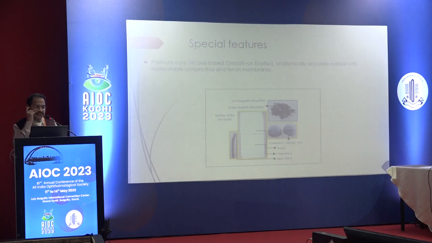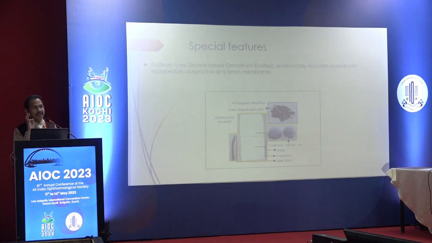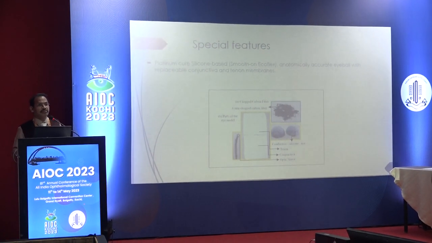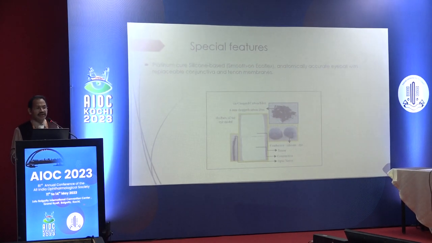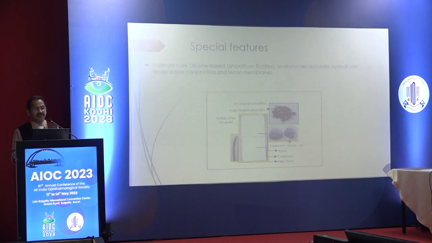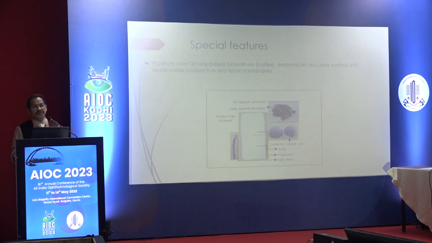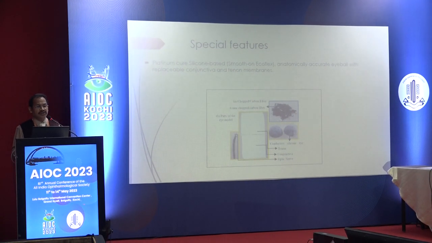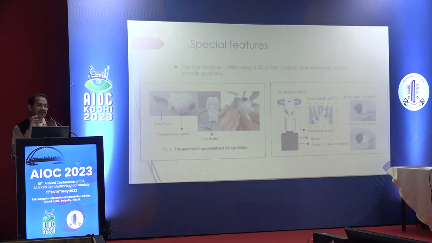Some of the special features are, totally we made four parts. One is mimicking the eyeball, the other mimicking the tenons and the conjunctival membrane, and the third one was the optic nerve. These are all prepared using platinum cure silicone based rubber. It's a special kind of rubber with which an anatomically accurate eyeball with replaceable conjunctiva and tenons membrane were made. Once these were made, around the eyeball, the tenons and the conjunctiva were wrapped up, and then at the other end we just tied a rubber band. And then the optic nerve is fixed behind.